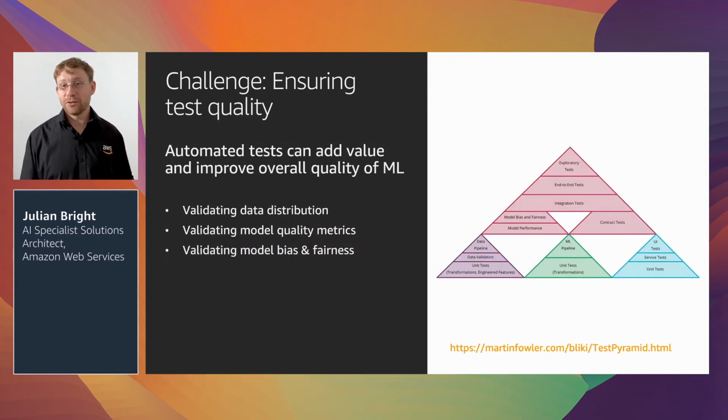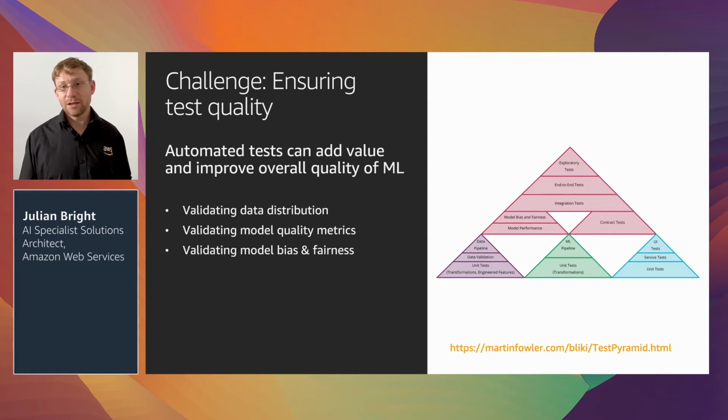Ensuring test quality is also a significant challenge. Automated tests can help with this process and improve the overall quality of the machine learning model. Things like looking at the data distribution, measuring that over time, looking at those quality metrics that we're capturing both for the training process, and then also looking at feedback from the end users. In terms of detecting high-level insights, such as the exploratory tests required or the end-to-end test required, often requires humans in the loop as well.